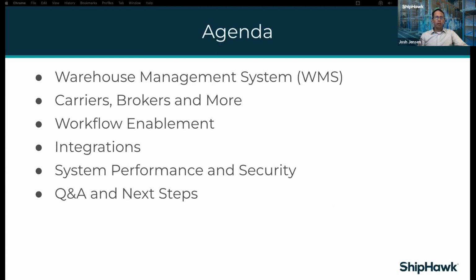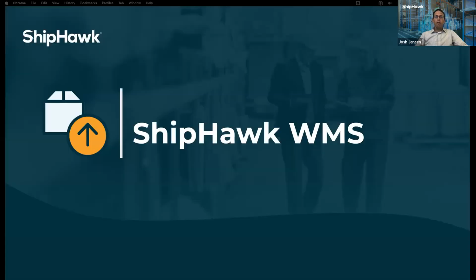Without further ado, let's jump right in. First one is the ShipHawk WMS. Hopefully everyone on this call is aware by now that in late 2021, ShipHawk acquired a Tier 1 warehouse management system. Over the last year, we have been working to expand the reach of that. We've done a lot of integration between our WMS and our TMS platform to really provide a seamless solution for those of you that are looking for a single supplier, a single vendor that can provide that end-to-end warehouse automation solution.